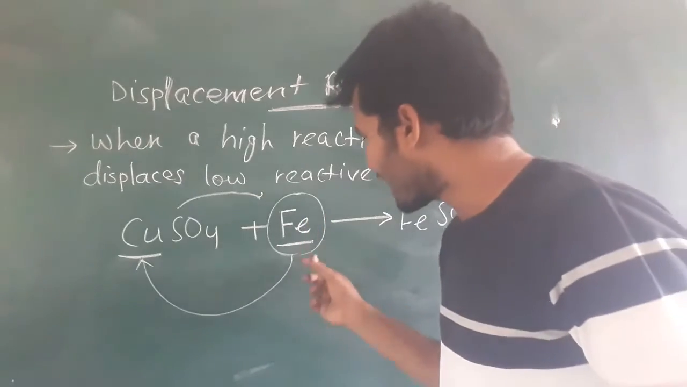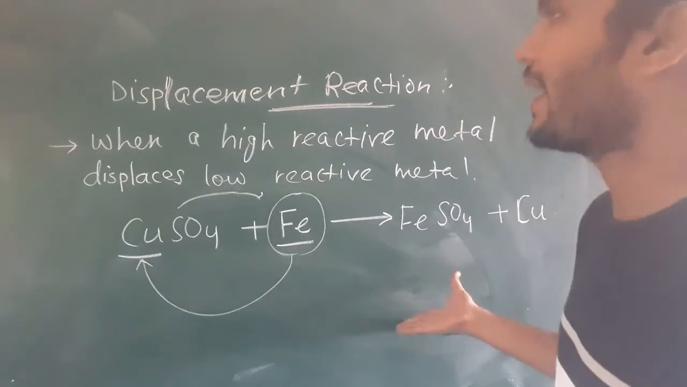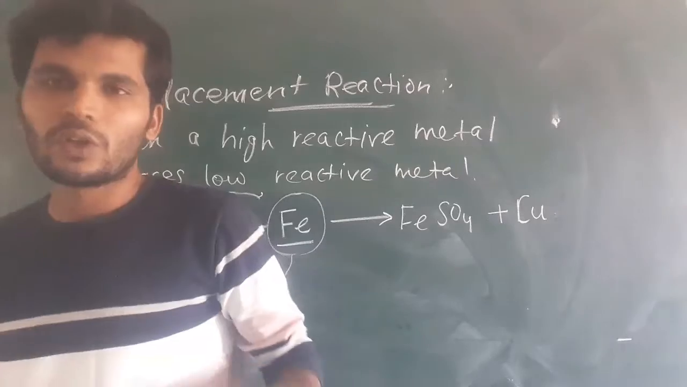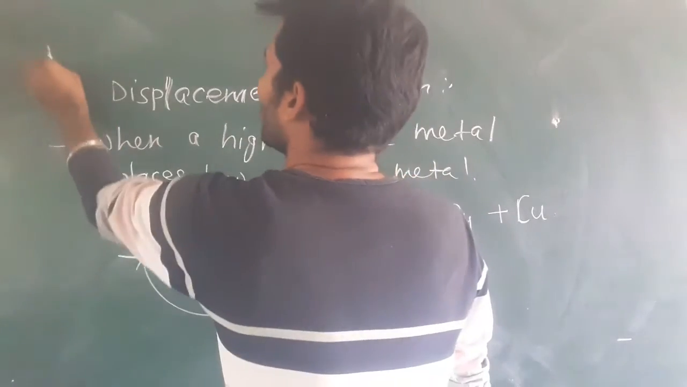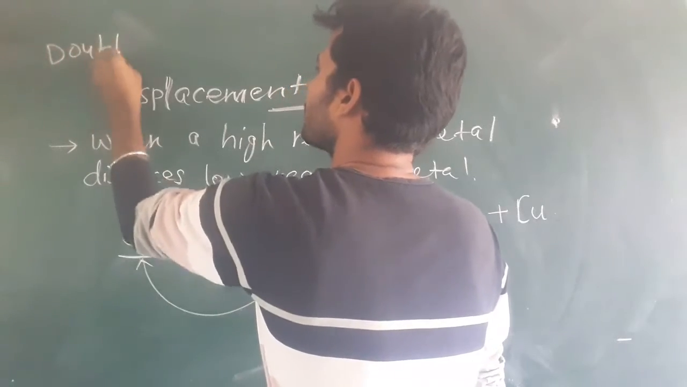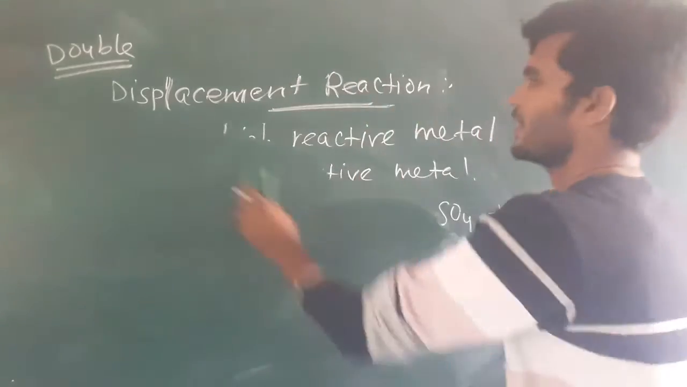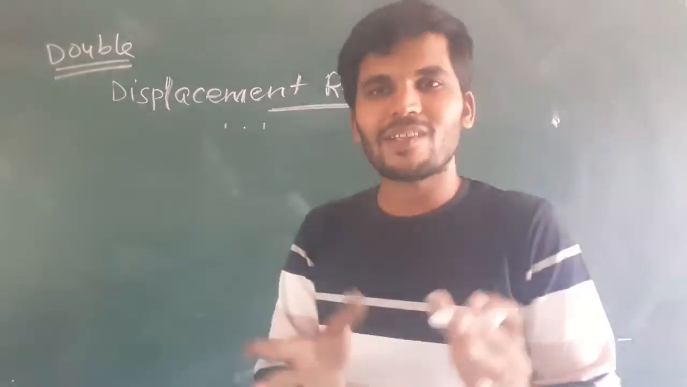When a highly reactive metal takes the place of a less reactive metal, then that reaction is called the displacement reaction. Now the another type of reaction is called the double displacement reaction. So in double displacement reaction, both the elements will change.